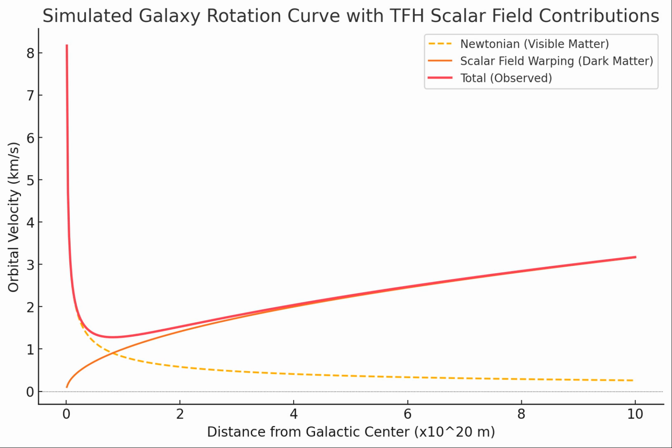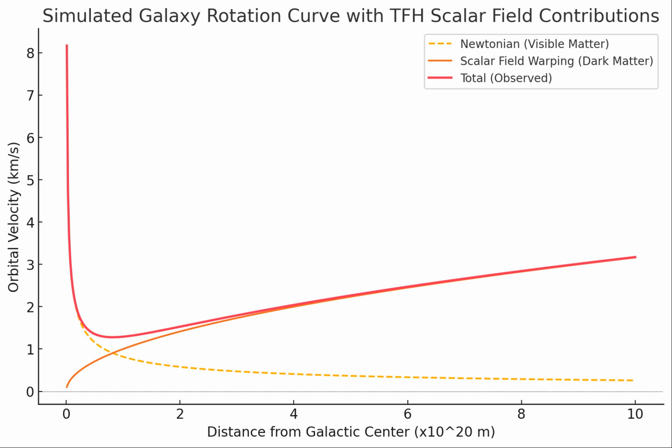1. Resolving the dark matter mystery. Traditional physics explains the flat rotation curves by introducing dark matter as an invisible non-interacting particle that adds extra mass to galaxies. TFH provides a different explanation. The scalar field that underpins all energy dynamics in the universe naturally creates warping effects, which enhance gravity without requiring new particles. This view eliminates the need for hypothesized entities like WIMPs or axions, relying instead on the intrinsic properties of the scalar field.